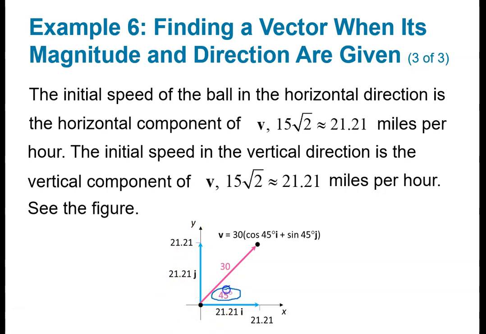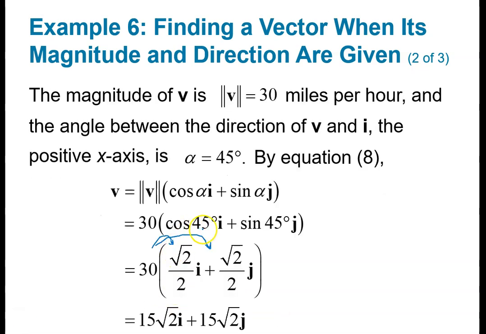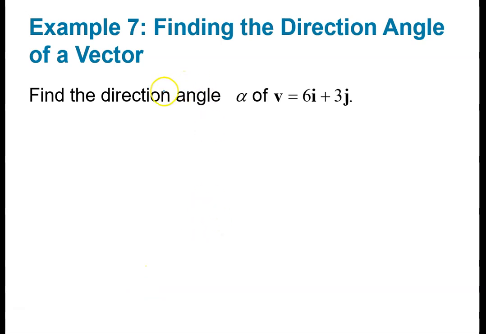So if this had been any other angle, all you would have done is right there evaluate the cosine of 30 degrees, sine of 30 degrees, cosine of 65 degrees, sine of 65, whatever that angle is, and then multiply the 30 through.